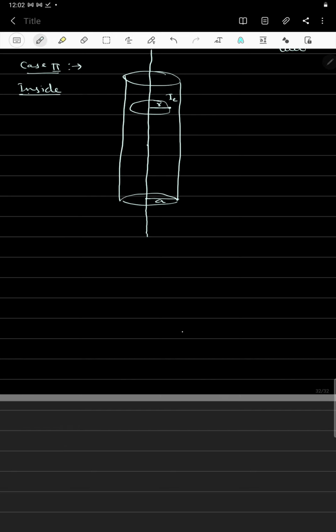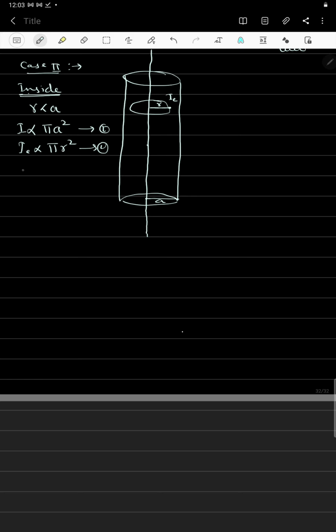R is less than A, and here the current is directly proportional to the area. For the complete conductor, the current is directly proportional to the area, which is pi A square, since I have taken the radius as A. And the enclosed current is directly proportional to pi R square. So equation 1 and equation 2 are there.